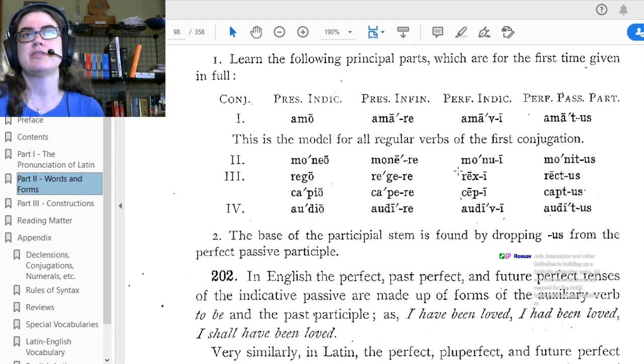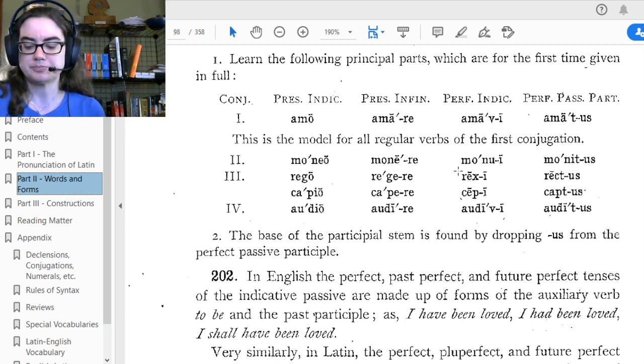And the base of the participial stem is formed by dropping the -us from the perfect passive participle. So what does that mean? Participles, as I mentioned, are verbal adjectives. Adjectives match the noun they're going with in gender, number, and case. So this fourth principal part is a first, second declension adjective: amatus, amata, amatum. Monitus, monita, monitum. Rectus, recta, rectum. Captus, capta, captum.